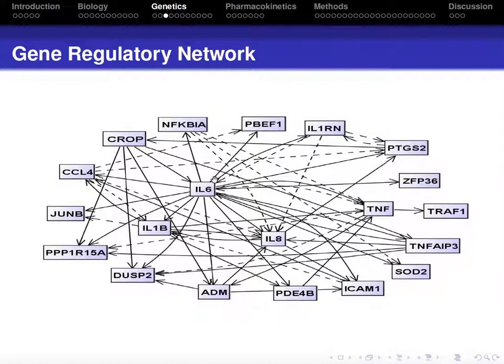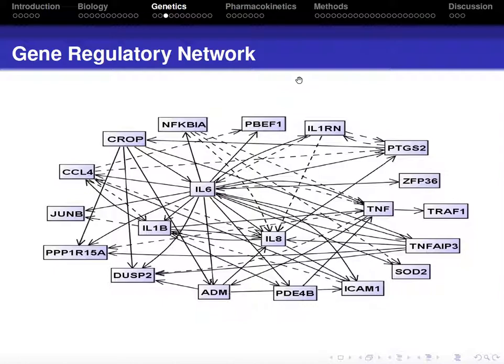Currently, most methods are just based on the correlation of the expression of two genes. If the expression of two genes is correlated, then there may be some relationship between these two genes, right? This is how they come up with this complicated network.